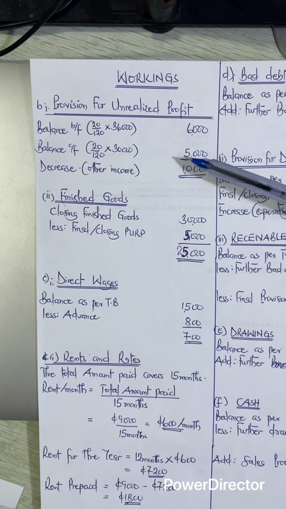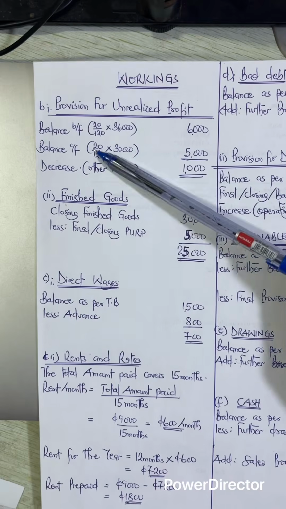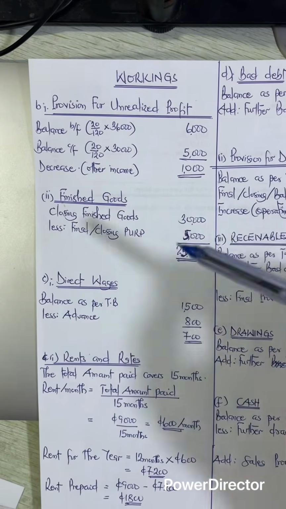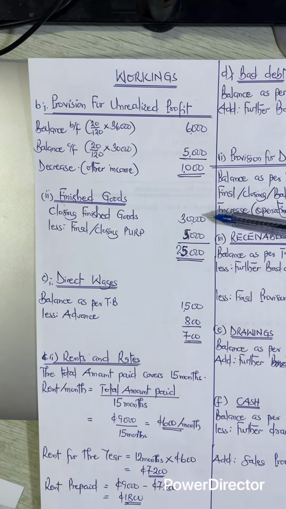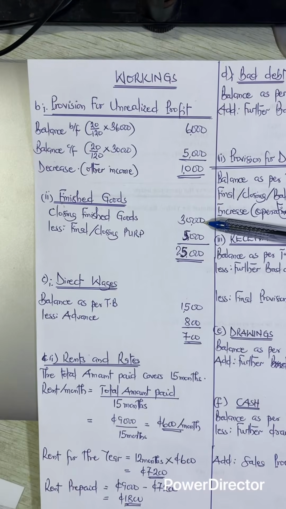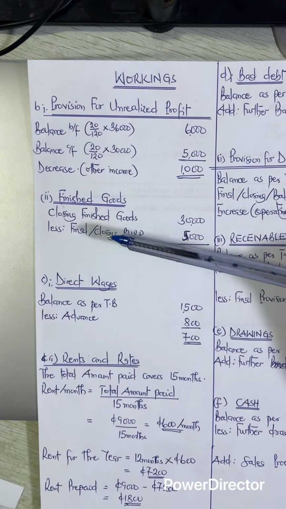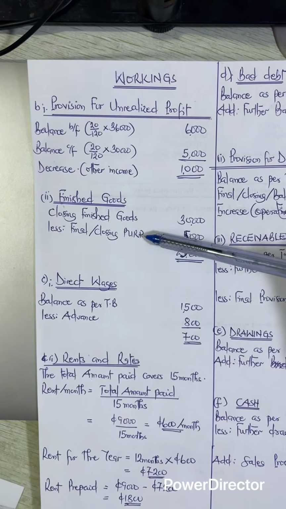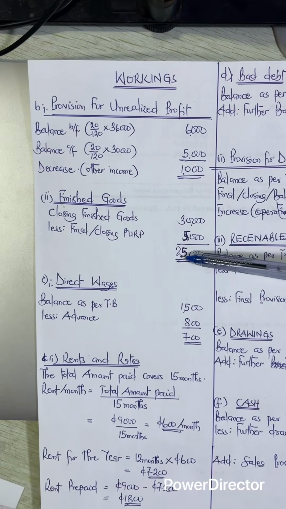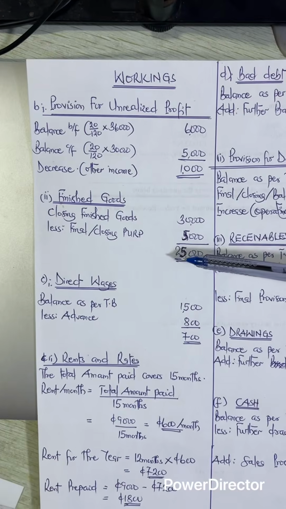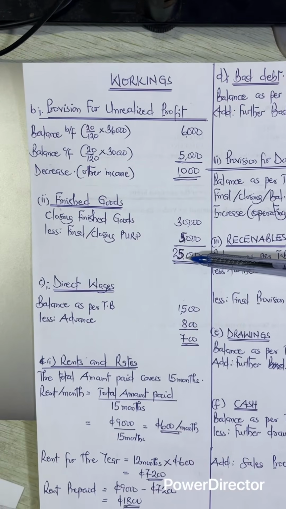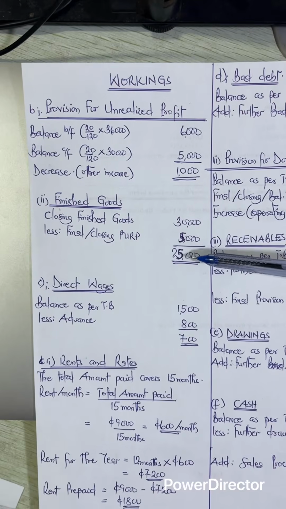When you are done, the closing provision that you made, 5,000, has been loaded on the closing finished goods. So the closing finished goods value of 30,000 that we saw in the additional information, we have to deduct the closing or final provision for unrealized profit, PURP, 5,000 from the 30,000 to get the 25,000. So this will be the actual cost of the goods we couldn't sell. And this will be captured in our statement of financial position under the current asset.